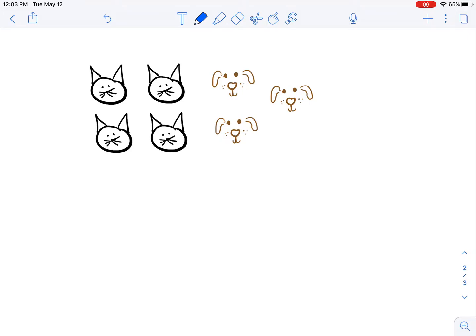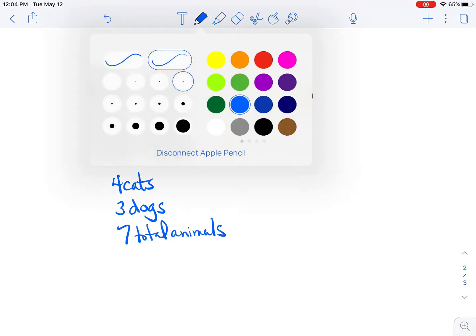So let's take a look at this picture of some cats and dogs I have here, and we're just going to identify what we have of everything. So we have 4 cats, we have 3 dogs, and I have 7 total animals. I can take this information and I can make all different types of proportions.